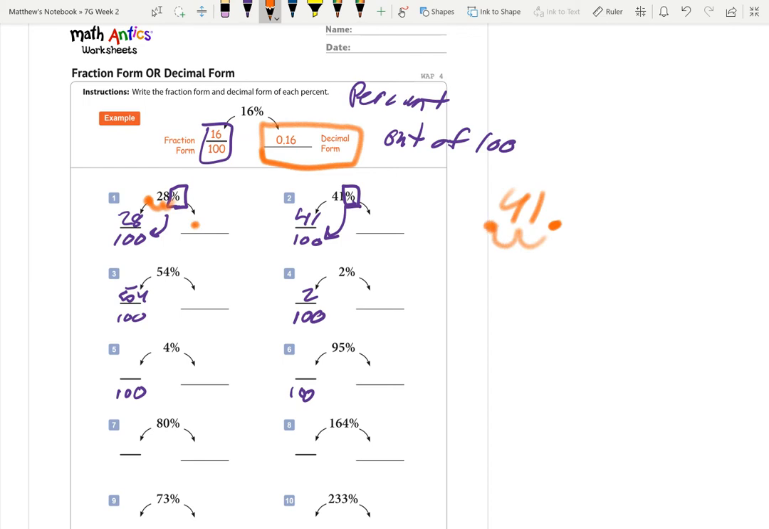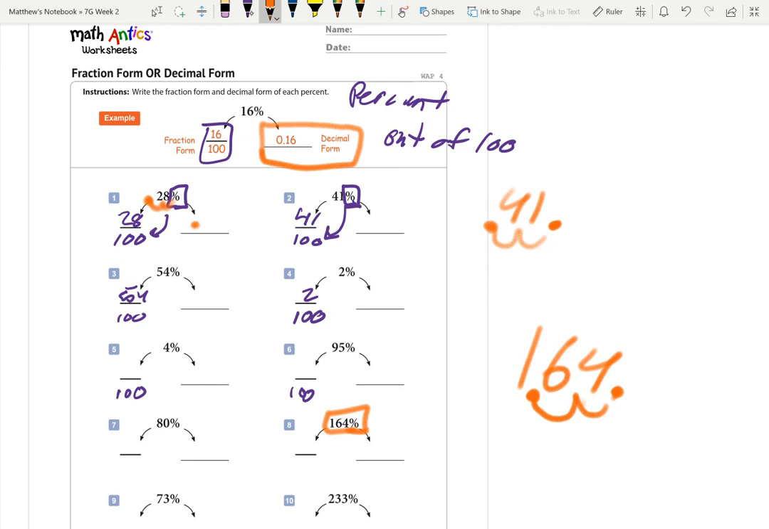Now, if we have something like 164%, like we see down here, we're still going to start all the way at the end, and we're going to move it over 2 spots. All right, so it's not like we can just put the decimal point in front of all the numbers, because that's not the same as moving it over 2 spots to the left, or in other words, dividing by 100.